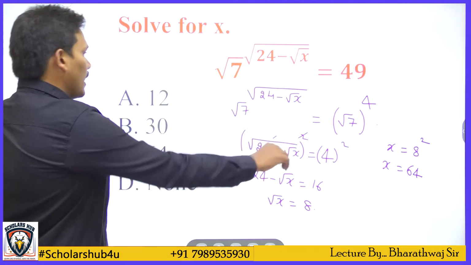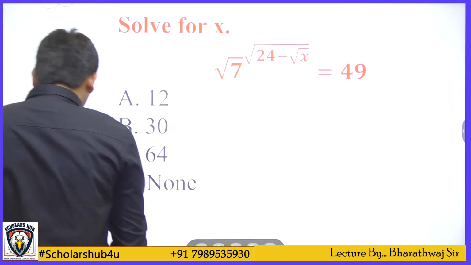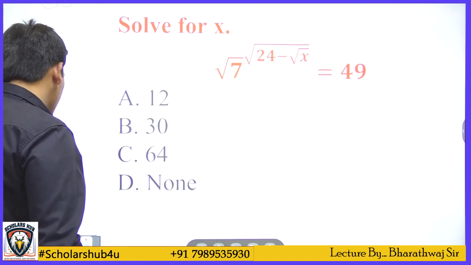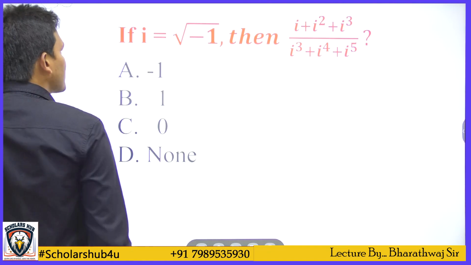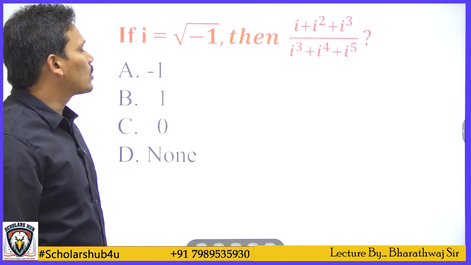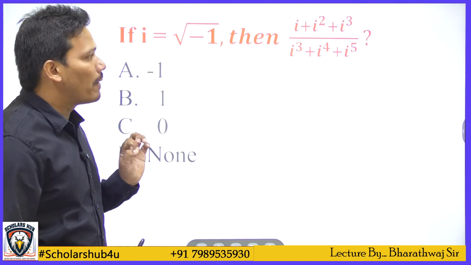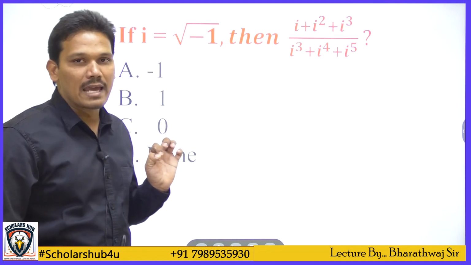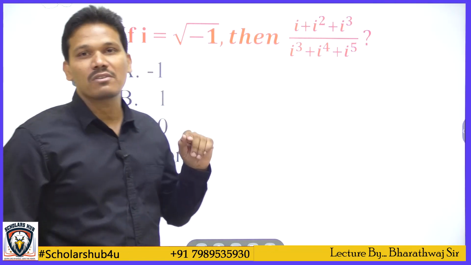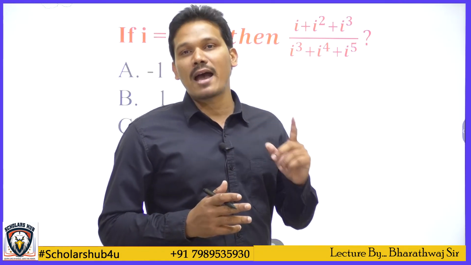In the same way, let us solve another question that was asked in the Combined Defence Services examination. So let us see the question. If i is equal to root of minus 1, then i plus i square plus i cube by i cube plus i power 4 plus i power 5. Here i is given as root of minus 1, which is nothing but an imaginary number.